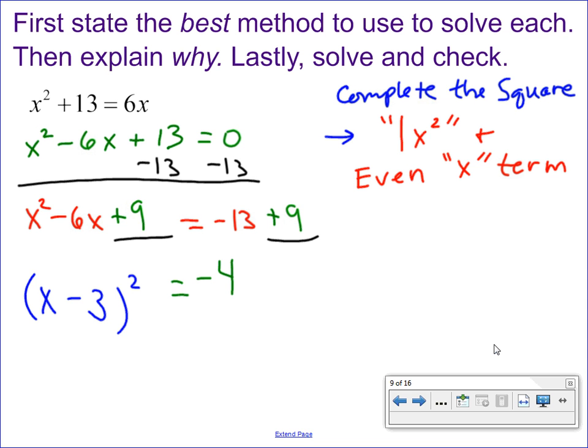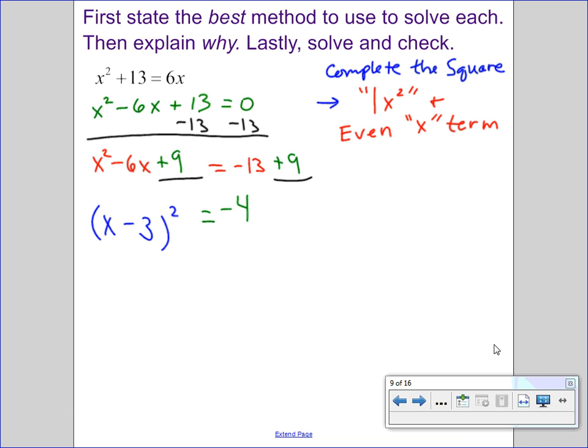Now I've rewritten as a single squaring term. Now it is appropriate to solve by taking square roots because I have a single variable term, quantity squared. When I do that, we get something a little bit different. When I undo the squaring to get my x minus 3 quantity alone, I get plus or minus square root of negative 4. Before this unit, we would stop right here and say no real solutions, right? We can't have a negative inside of an even root, like a square root.